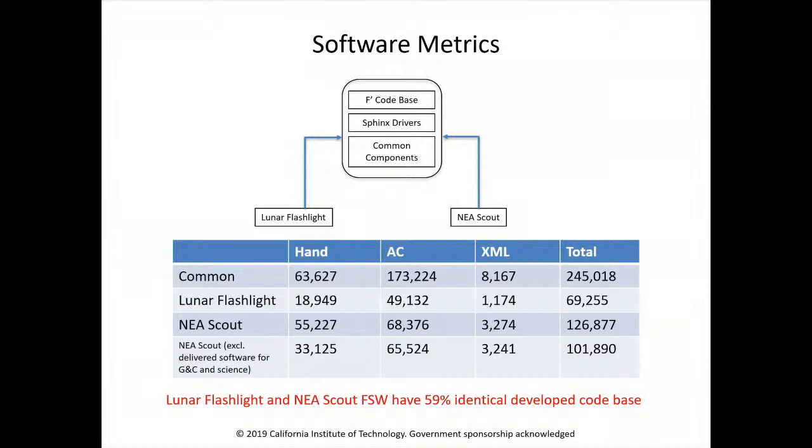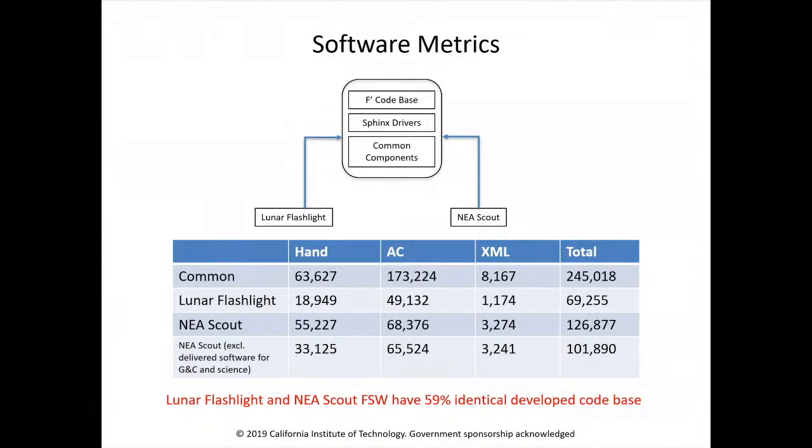Hi, everyone. So a valid question you all may have is, how much of the code is actually shared between Lunar Flashlight and NeoScout? If you're looking at the numbers here, we see that the number of lines of code in common is about 245,000 plus. Looking at Lunar Flashlight, it has about 69,000 plus, and that is on top of what's in common. So if we look at Lunar Flashlight in total, about 79% or 78% of its code is actually common, and 22% was specifically designed and developed for Lunar Flashlight itself.